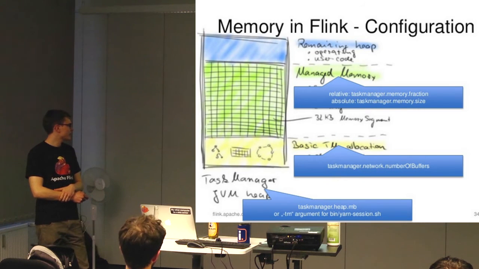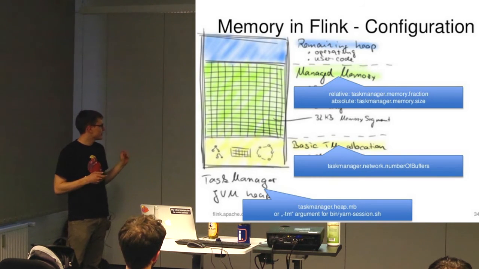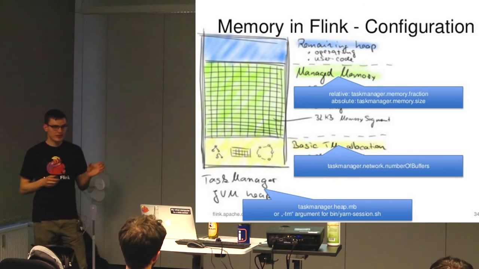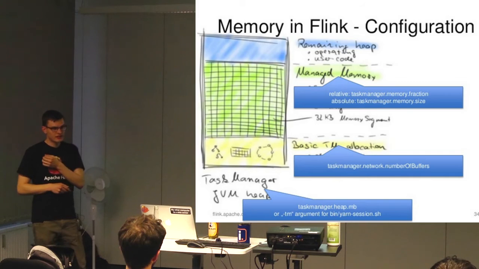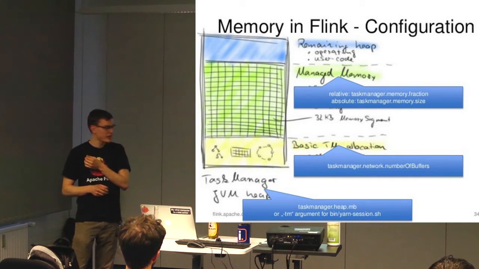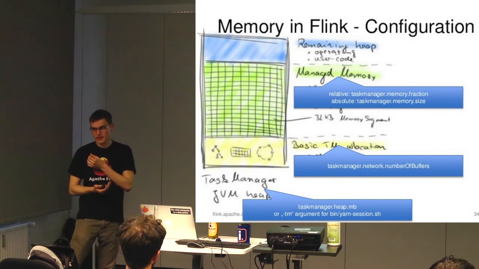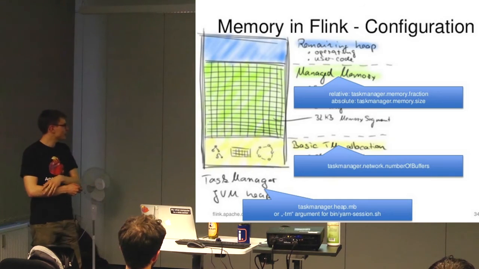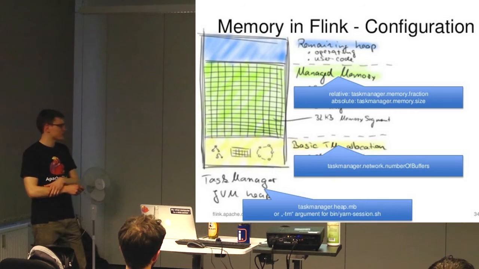Then the system will allocate the network buffers. I'll explain what they are used for later on. And you can basically change the number of network buffers. And once these network buffers are allocated, I think by default they eat up 64 megabytes, we'll look at how much memory is still available in the JVM and allocate 70% of that for the managed memory. So by default, we use a relative amount, this memory fraction, to start the managed memory service. But you can also specify an absolute size if you want.